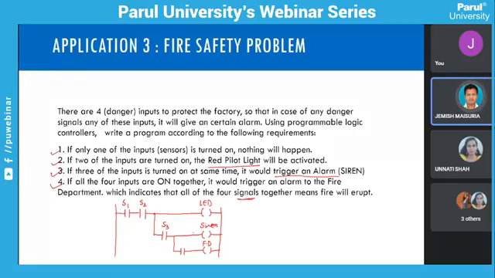So this way you can design. When 3 sensors are detected, your LED should be on as well as your siren. And if all 4 sensors are detected, you start the LED as well as the siren, and you send the fire alarm. So this way you can develop different kinds of circuits.